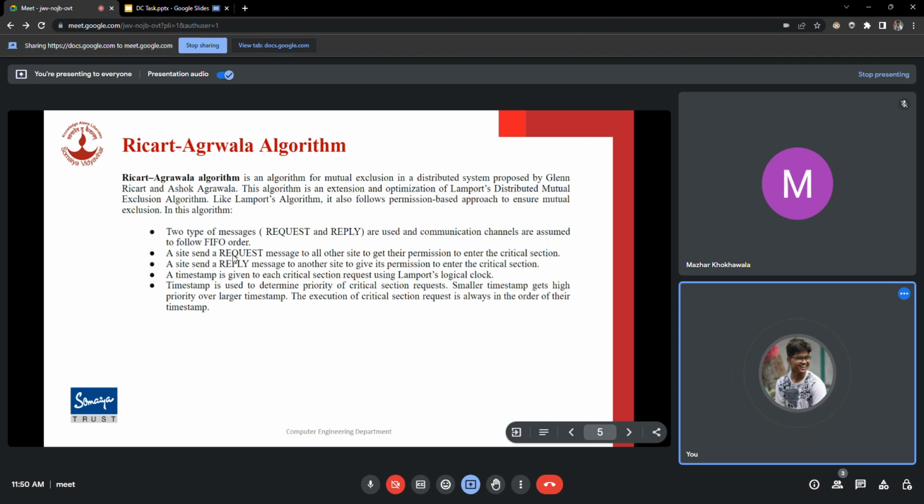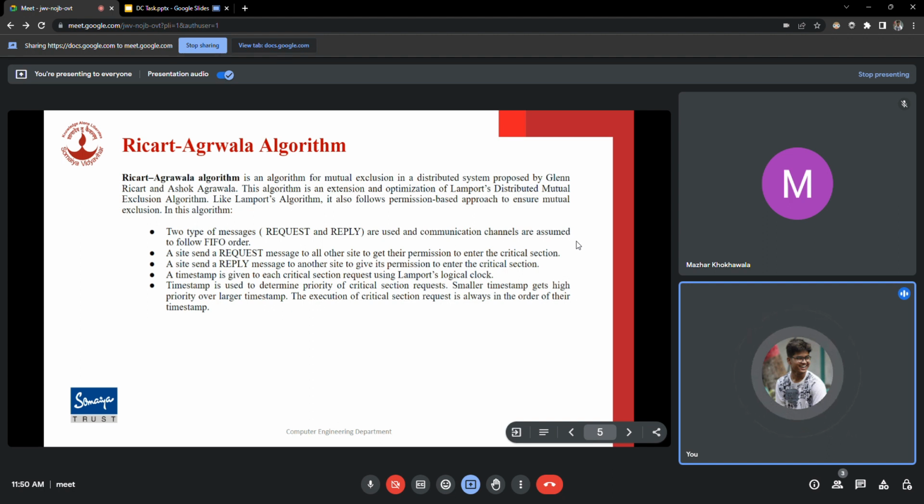A site sends a request message to all other sites to get permission to enter the critical section, and a reply message to another site to give its permission to enter the critical section. The last two points say the same: the timestamps are given using Lamport's logical clock, and the timestamp determines the priority of critical section requests. Smaller timestamps get higher priority over larger timestamps. The execution of the critical section is always in the order of their timestamps.